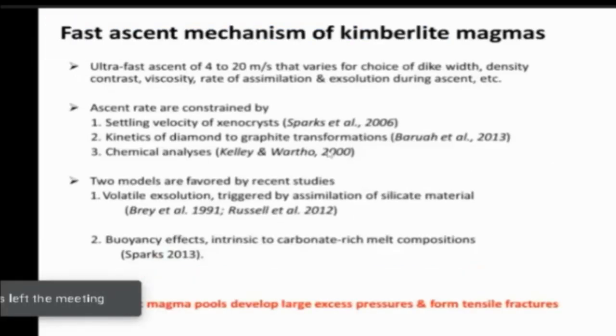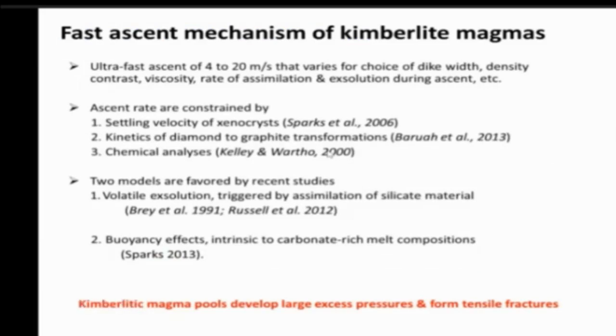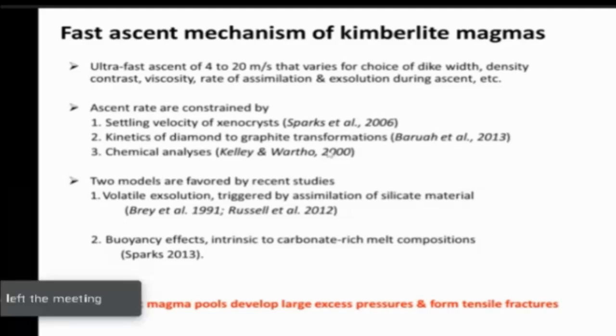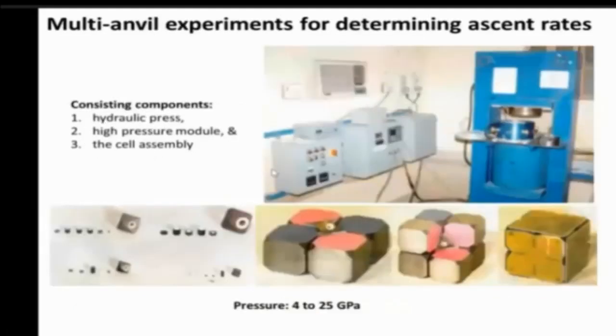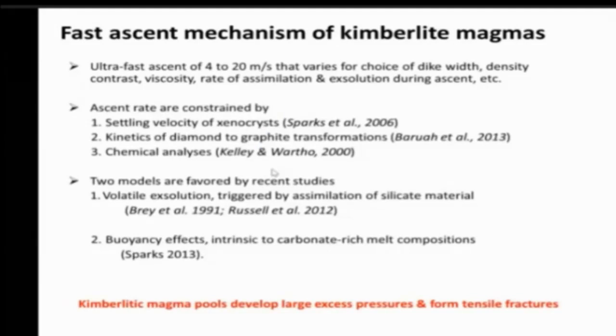Now, throughout this second half, I'll be talking specifically about the very unique ascent mechanism of kimberlitic magma. This kimberlitic volcanism involves the ascent of extremely low viscosity melt. The viscosity of kimberlitic magma has been found to be as low as 0.1 Pascal second, and sometimes goes up to 10 to 15 tenths of Pascal second. This low viscosity, volatile-rich ultrabasic magma starts its journey from a depth of at least 150 kilometers, so it needs a very special type of ascent behavior.